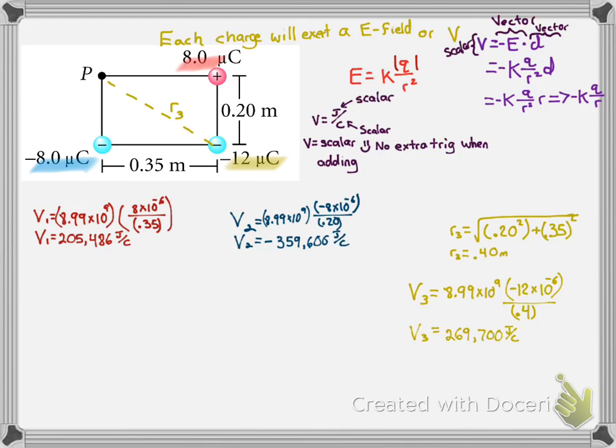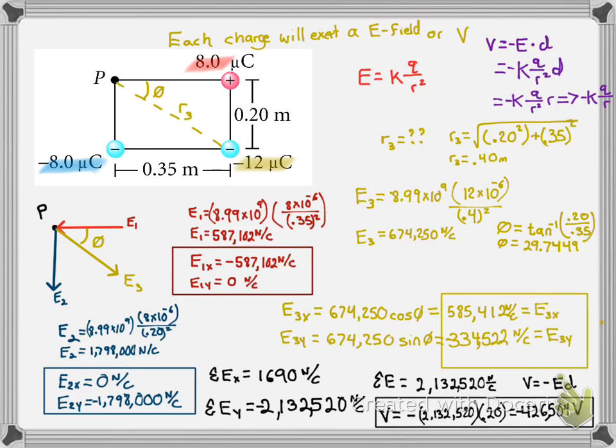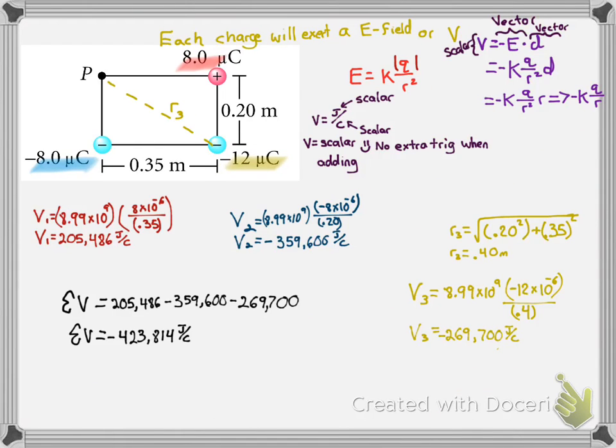Again, the whole reason that this is a much easier way is because voltage is not a vector, it's a scalar. So when we try to find the net voltage, we can just add them all up. We just add up our different voltages, a positive, a negative, we plug it in, and we get our answer. The net voltage felt at that point is negative 423,814.